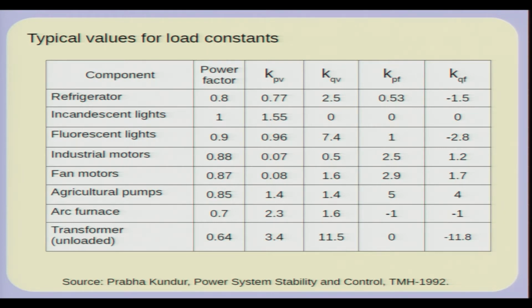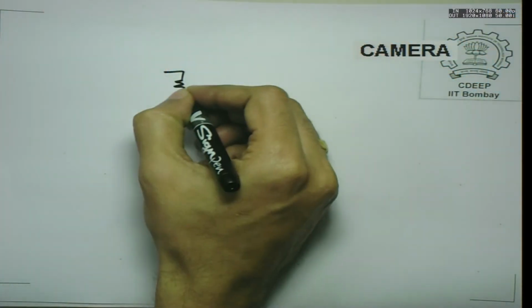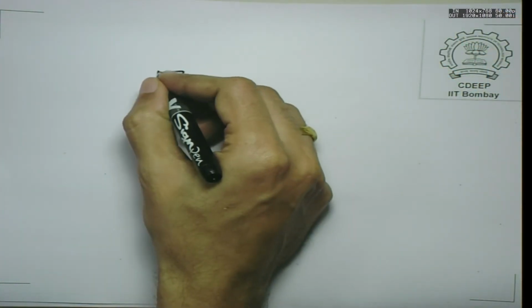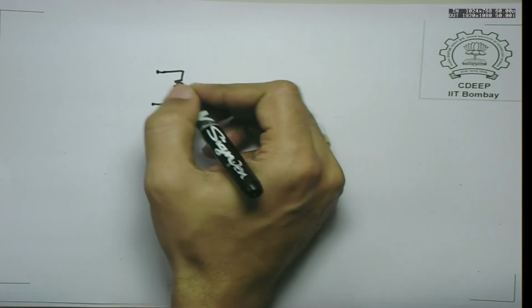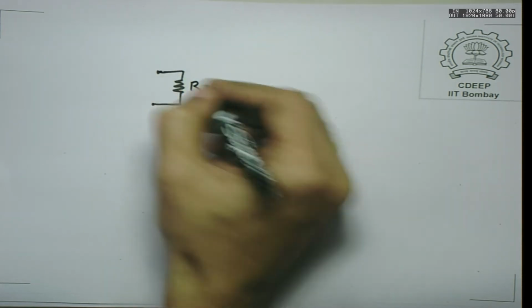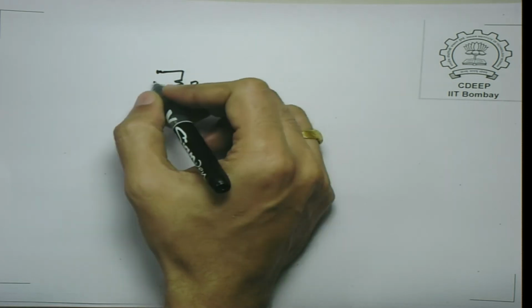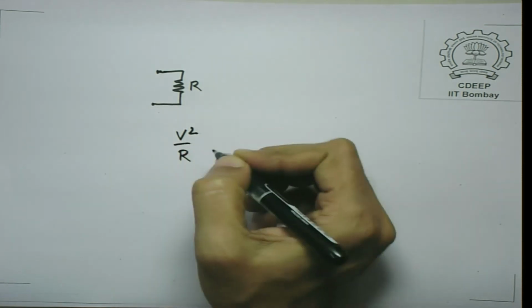So, an incandescent bulb is essentially just a kind of filament, and it does not draw any reactive power. Suppose you have a heating load. The incandescent lamp is not exactly a heating load, it is a lighting load, but if you have a heating load which is just a constant R, then your power drawn is equal to V square by R.